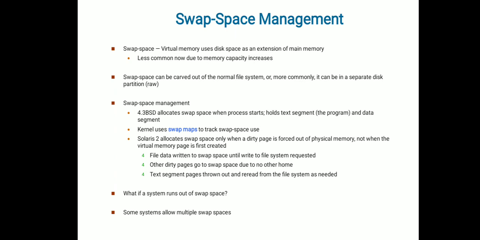And the Solaris 2 OS allocates swap space only when dirty pages are pushed out of physical memory, which means that if a page fault happens, and that page is not found in the physical memory, in that case it will create some swap space, so that the virtual memory will be created first and then the files will be loaded there. After creating the virtual memory page, file data is written to the swap space until it is requested by the processor, and other dirty pages can also go to the swap space if they don't find any place in memory.